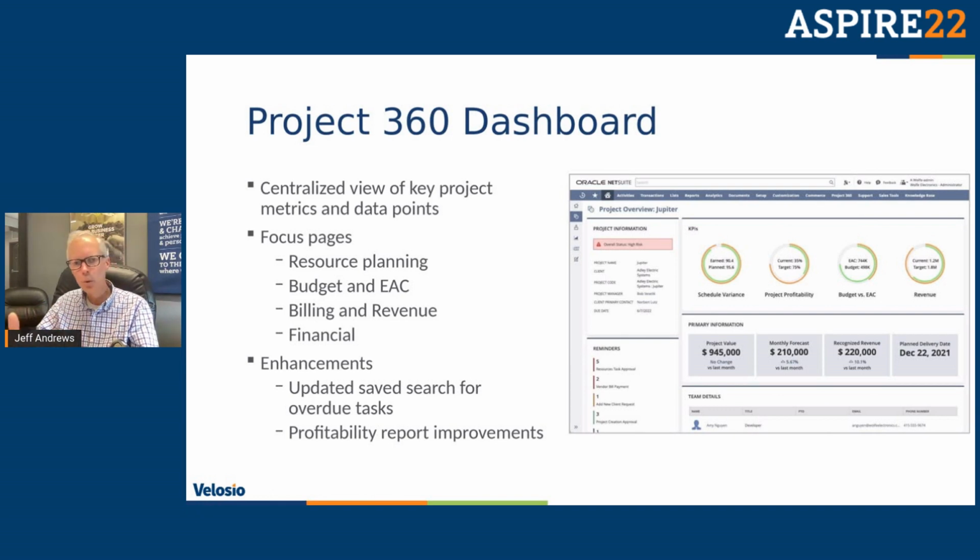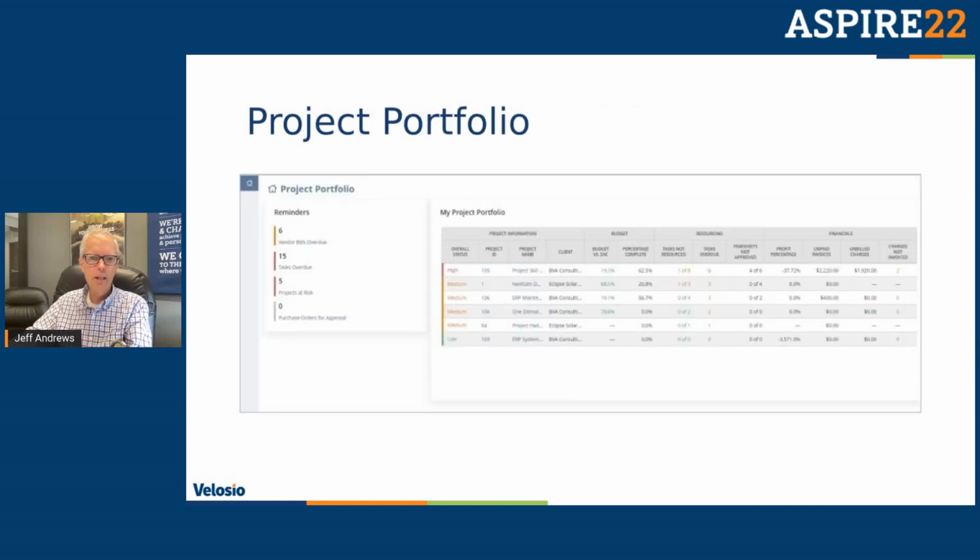So things like resources and allocations and resource planning, the actual billing and revenue associated to a project, any expenses, the pure financial view of a project. And then there are some enhancements related to profitability reporting and things on these dashboards. So certainly take a look at that if you're interested. And then the project portfolio, if you're looking at multiple projects at once, you can see reminders and other multiple project views in a single view.